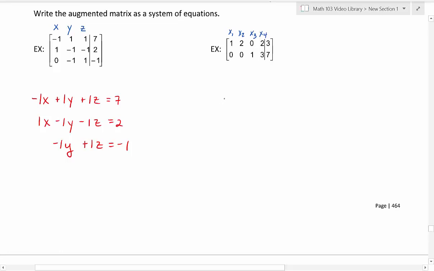Our first equation, that'll be 1x1 plus 2x2. We don't have any x3s, and then plus 2x4s equals 3. Our second equation, we don't have any x1s, no x2s. We have 1x3 plus 3x4 equal to 7. And that's our system of equations.